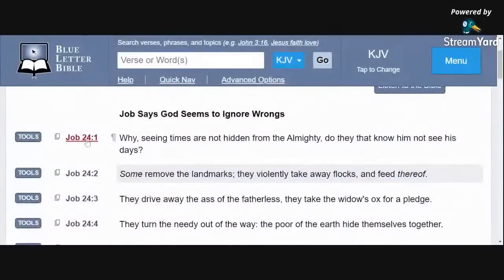Finally, here in Job 24, I'm going to start at verse 1. What else did they do? Job 24:1. Why, seeing times are not hidden from the Almighty, do they that know him not see his days? Some remove the landmarks. They violently take away flocks and feed thereof.